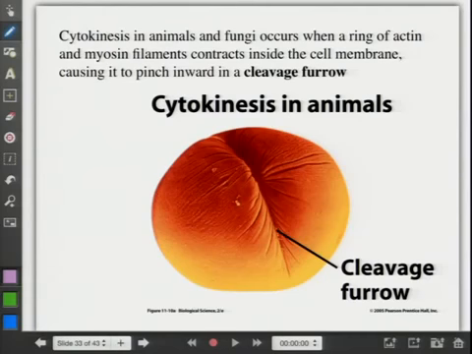So, cytokinesis in animal cells pinches in and makes a cleavage furrow, right? So they call cytokinesis also cleavage. That's just what they would call cleavage happening. Looks like butt cheeks to me. Okay.